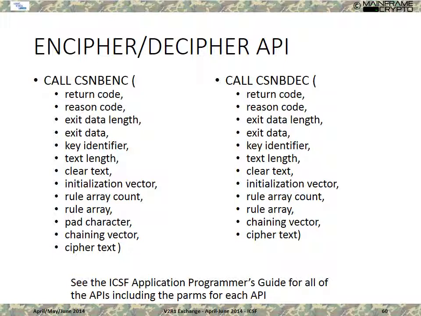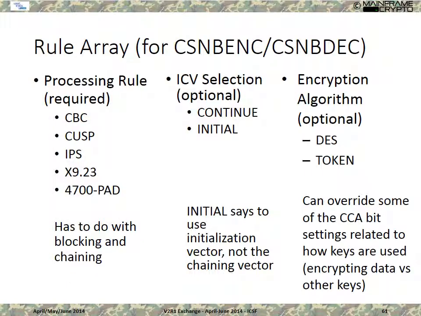So let's look closer at the rule array on slide 61. For the encipher and decipher operation, there are 3 possible values in the rule array. The first one is required. That tells the API what type of chaining it's going to do. Is it going to do cipher block chaining, or is it going to use one of the older techniques like CUSP or IPS? CUSP would be consistent with using the cryptographic unit service program that we talked a little bit about last month with compatibility mode.